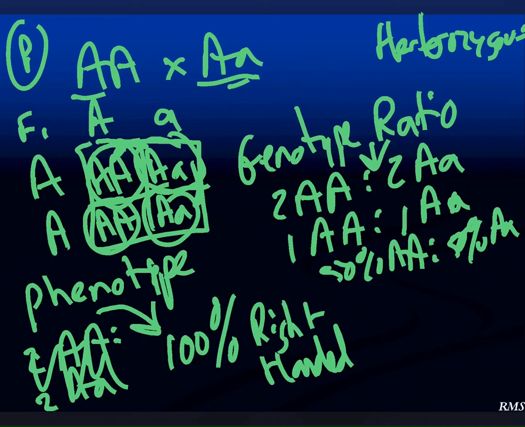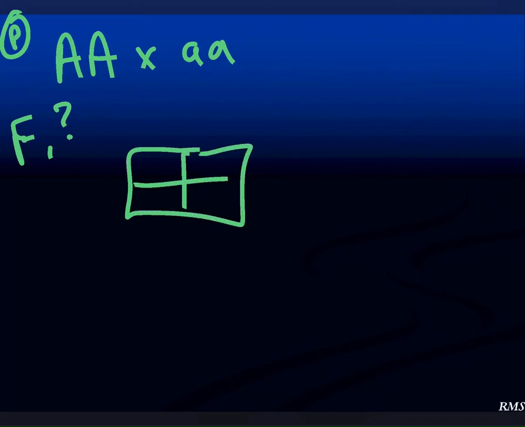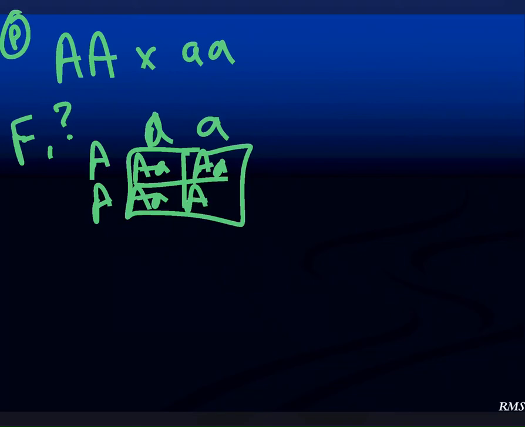Now we can do one more example where we can go all the way to F2. And once again, you should be able to do this, and we'll do it as an example. All right, so let's say that we have another homozygous dominant crossed with a homozygous recessive, and this is the P generation. I want to know the F1 generation. Well, we do the same thing we've been doing. We set up our Punnett square, big A, little a, little a, big A little a, big A little a, big A little a, big A little a.